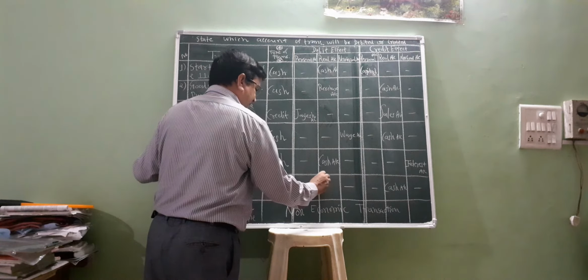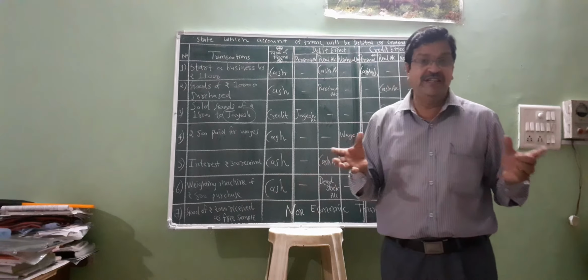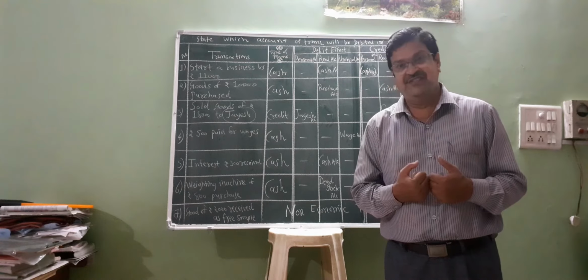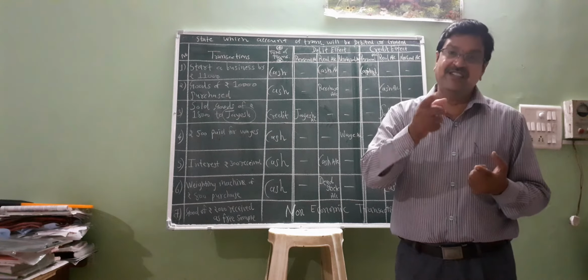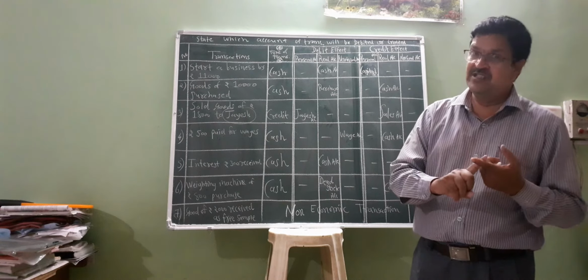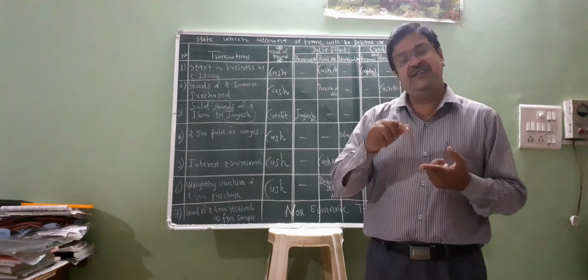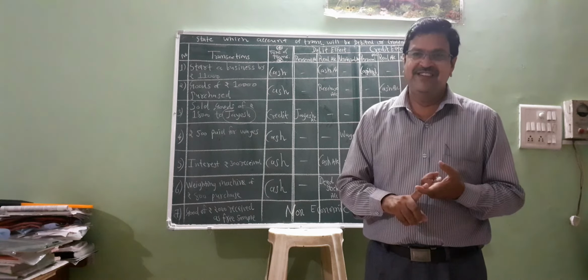And goods of rupees 2000 received as a free sample. When you receive goods as a free sample, it is considered a non-economic transaction, because, friends, no one can do business of receiving sample goods. When you give goods as a free sample, it is considered an economic transaction. It is advertising: you give some goods to others for the advertisement of your goods. So when goods are received, it is a non-economic transaction, but when goods are distributed as a free sample, it is considered an economic transaction. Thank you, friends.